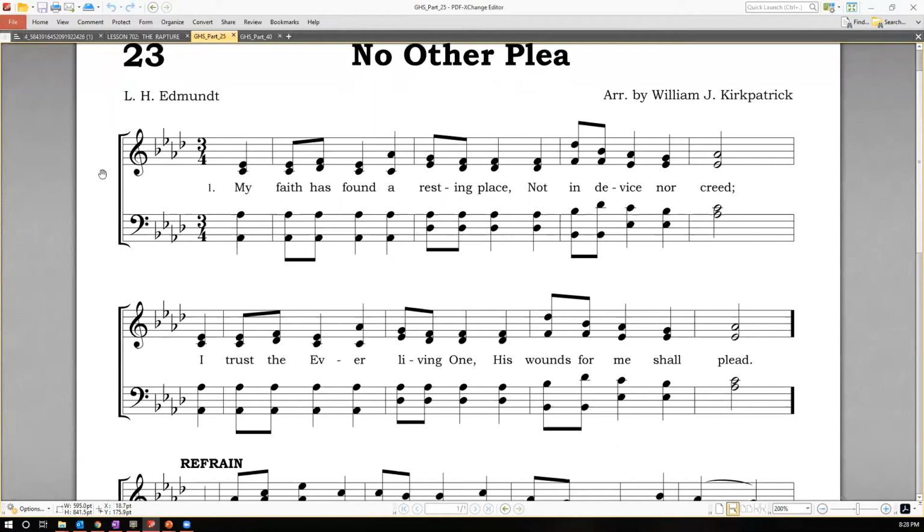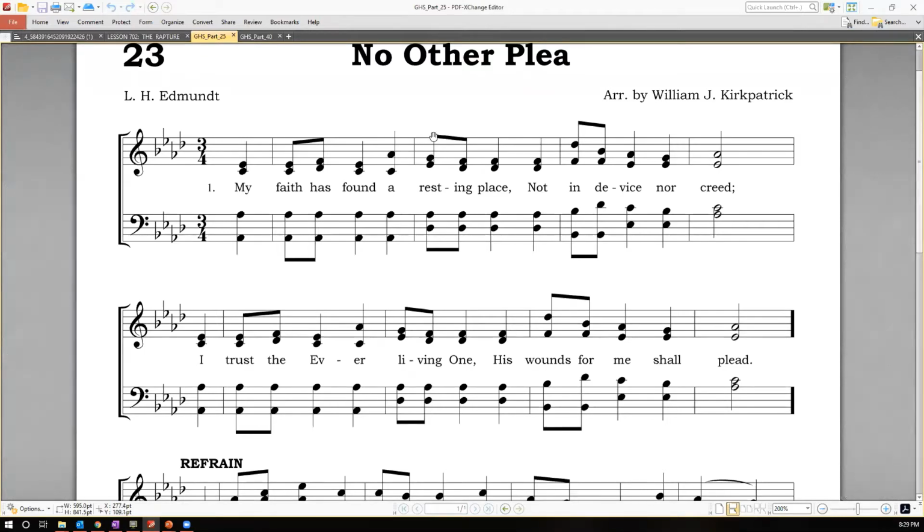We know what the staff, the stave, is. We know what the treble clef is and what the bass clef is. And we know what these notes are. You can see here that's a quarter note or a crotchet, and that's an eighth note or a quaver.